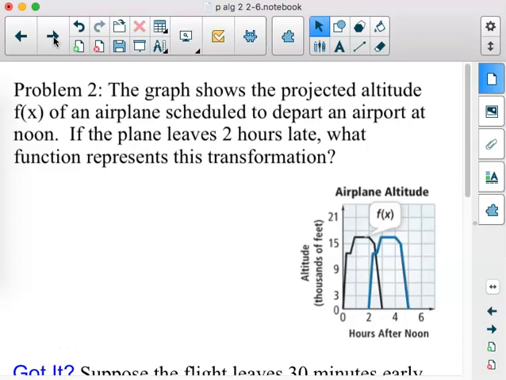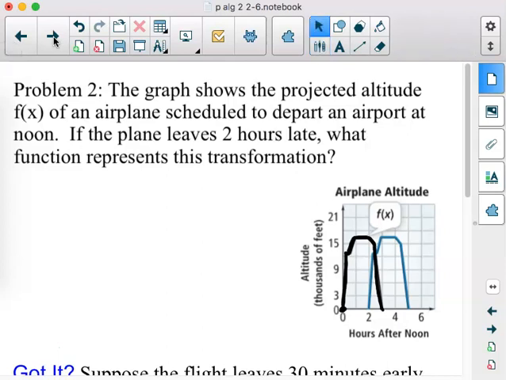This says the graph shows the projected altitude, which is f of x, of an airplane scheduled to depart an airport at noon. If the plane leaves 2 hours late, what function represents this transformation? So I'm going to look at this graph. And I see in the black they had the original. So there was the plane trip. And I want to think about what that means. People were here at the airport, and then the plane went up high, leveled off for just a little bit. Then it was ascending again, leveled off for a while again, and then they must have gotten closer to the airport because then it went down, it descended, and then boom, really descended to get into the airport.